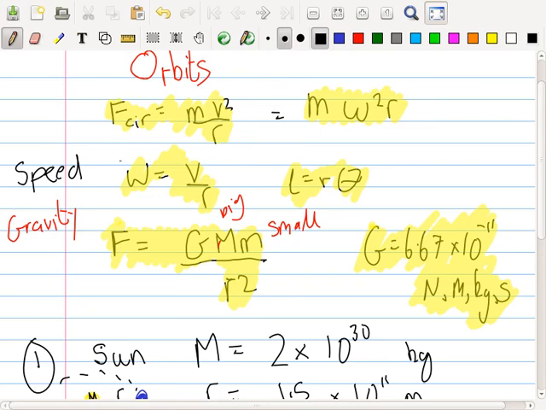So the v is speed, the r is radius, and the omega is how quickly the angle changes. This means speed, how fast it circles. This here is speed, the speed of the Earth. Yes, I know.